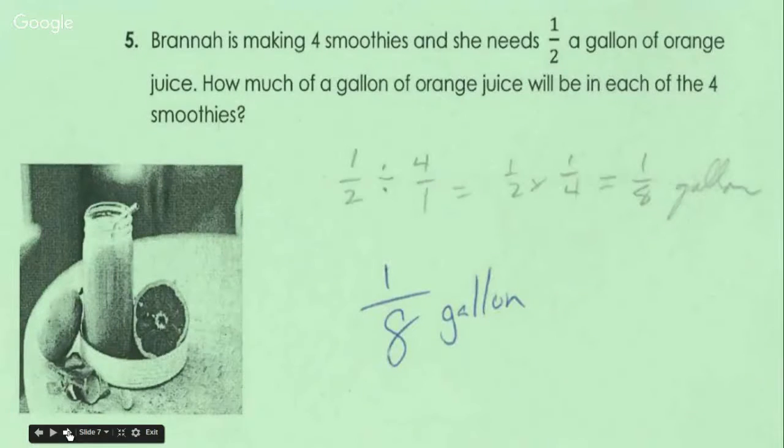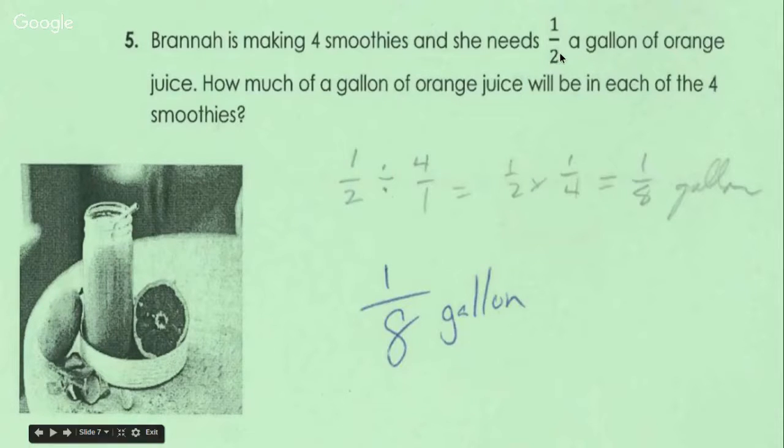Moving on. Question number 5 seemed to give us a little bit of trouble. Brianna is making 4 smoothies, and she needs half a gallon of orange juice. How much of a gallon of orange juice will be in each of the 4 smoothies? Now, she needs half a gallon to make 4 smoothies. So if you got any answer that was more than half a gallon, I don't think you were fully understanding the question, because it says she only needs half a gallon to make the 4 smoothies. You need to split that half gallon among the 4 smoothies.